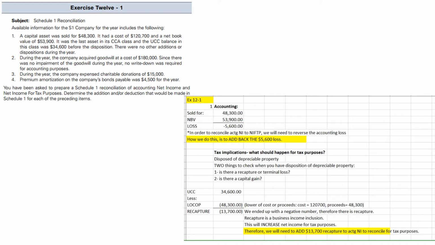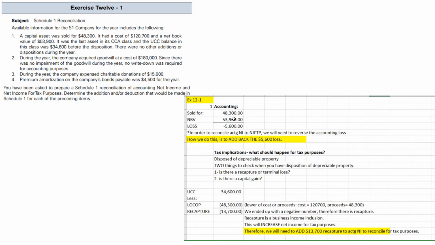Alright, for exercise 12-1, we're looking at reconciling Schedule 1, and we were given four components to consider if there's any impact to accounting for net income for tax purposes. First situation talks about a capital asset that was sold for $48,300, had a cost of $120,700, and a net book value of $53,900. It's the last asset in its CCA class, and the UCC balance in this class is $34,600 before the disposition. No other additions or dispositions in the year.